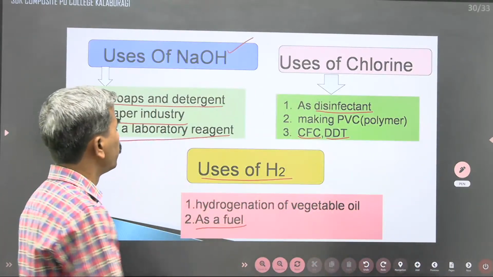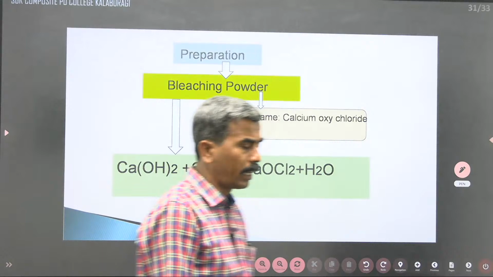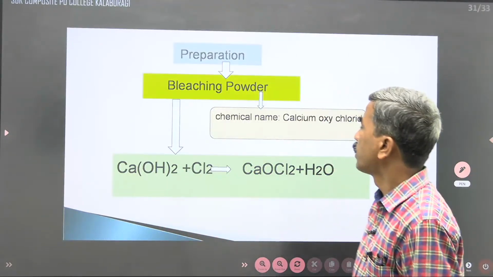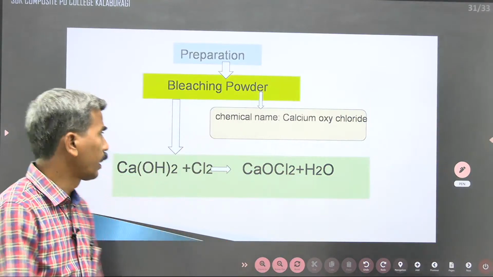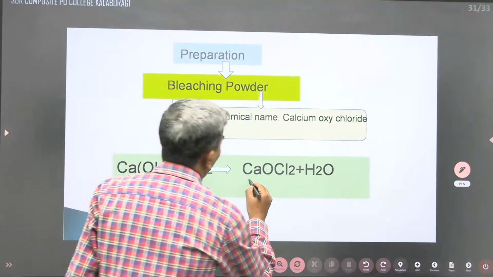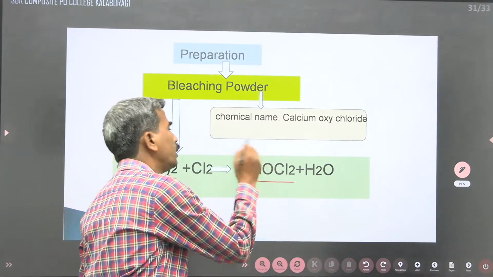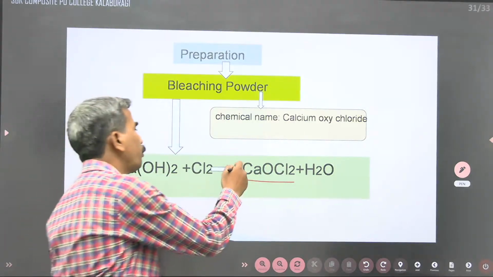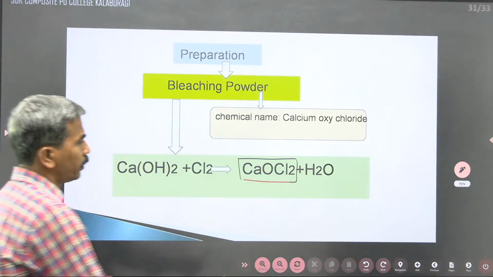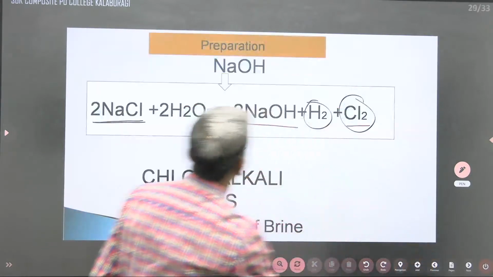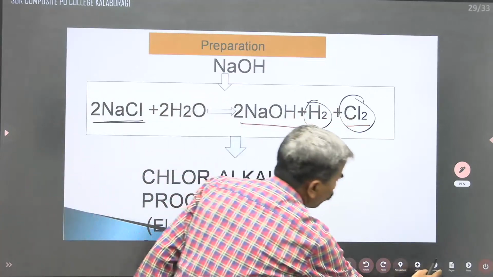Moving to the next topic, along with sodium hydroxide, the syllabus includes one more compound. Chemically, we call it calcium oxychloride, with the formula CaOCl2. We cannot make this compound directly starting from sodium chloride. During the production of sodium hydroxide, we get chlorine.